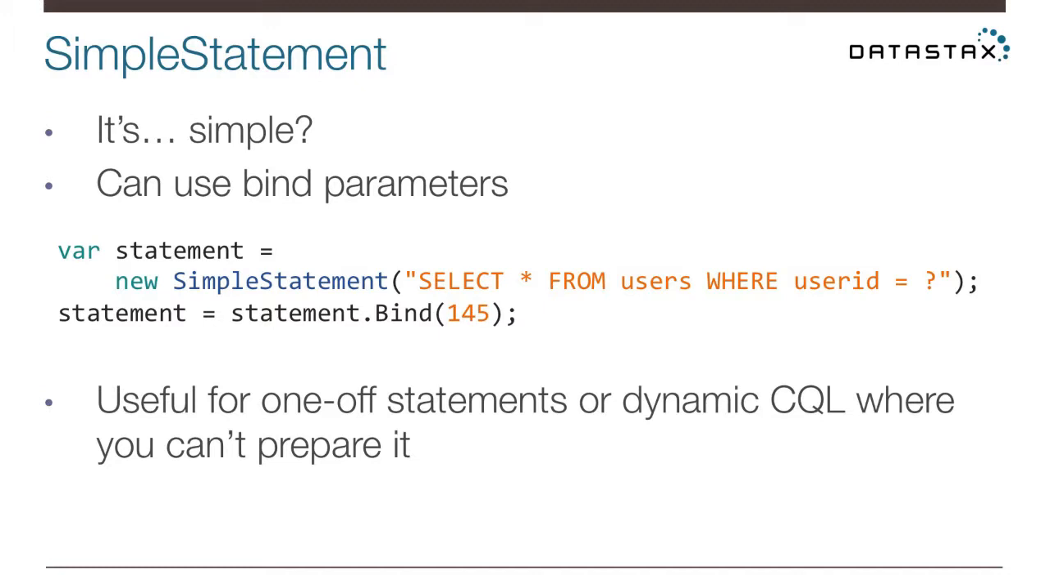Simple statements are good for one-off statements or dynamic CQL, where you're running a slightly different statement every time. Maybe you're dynamically building a where clause or a select statement, where the CQL is going to be just a little bit different every time you run it. That's the use case where simple statements come in handy. They're also good if you're just prototyping and want to write something really quick, running a quick statement with the driver against the cluster.